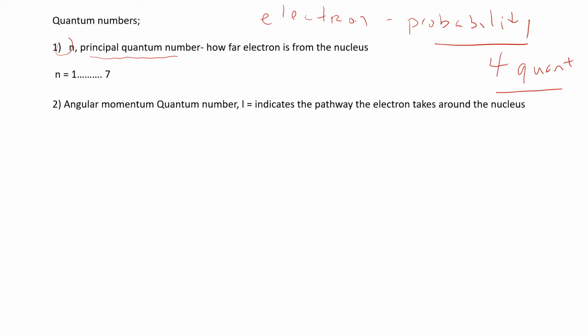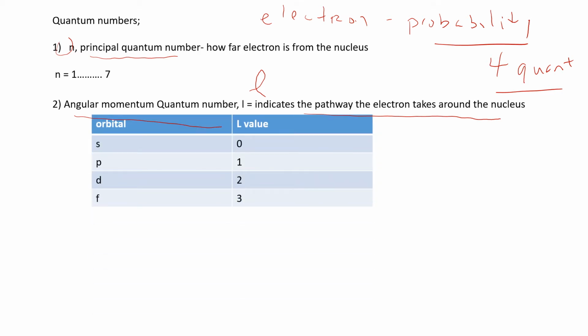The second quantum number is going to be L. It's called the angular momentum quantum number. A lot of times they use a cursive L. It indicates the pathway the electron takes around the nucleus. Again, these are numbers because we put these in these equations. We need numbers. L will be a different value for s, p, d, or f, and this is something we have to know.